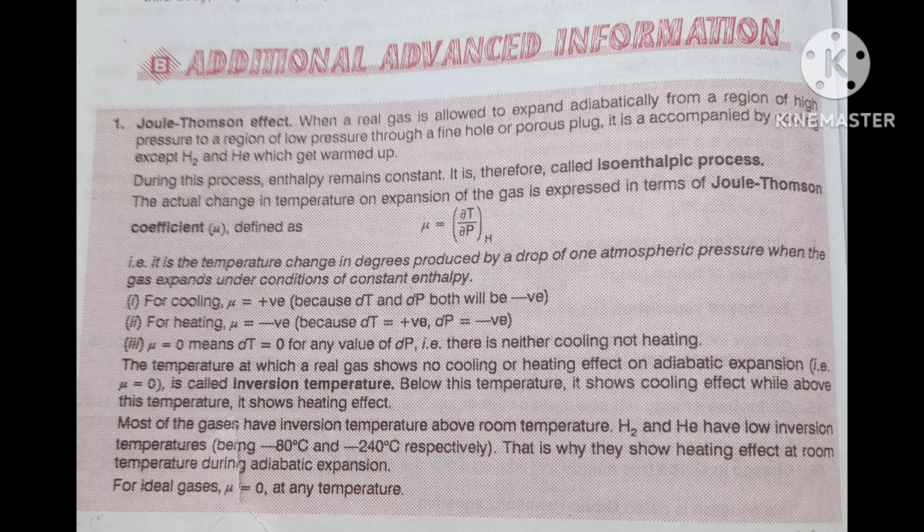During the Joule-Thomson effect, enthalpy remains constant. Remember, enthalpy H or delta H remains constant during this process. It is therefore called an isoenthalpic process. The Joule-Thomson effect is called an isoenthalpic process because enthalpy remains constant.